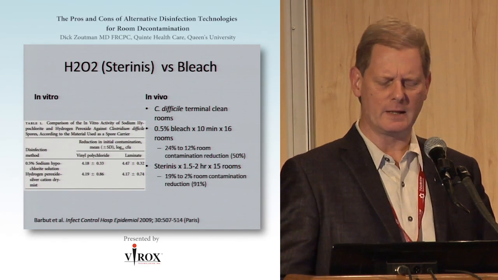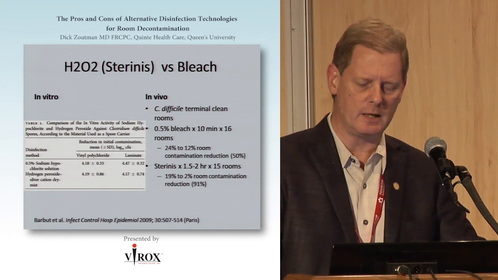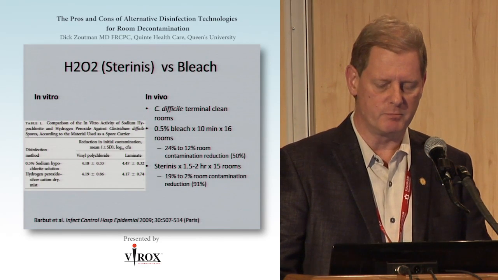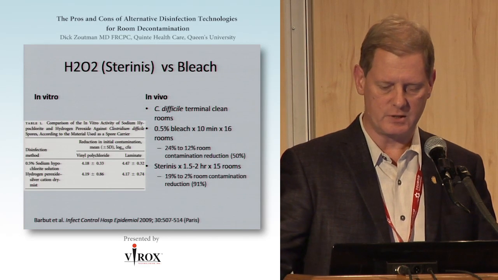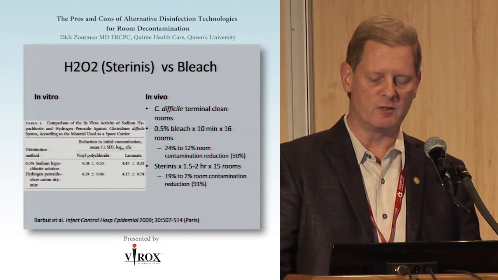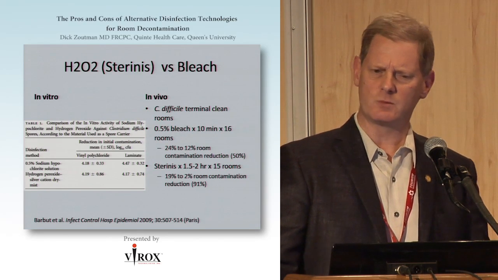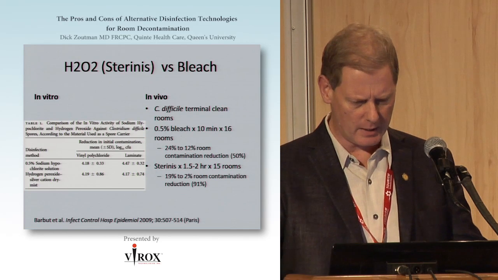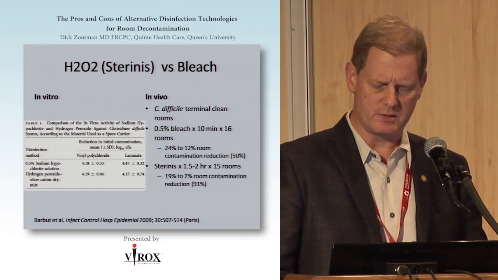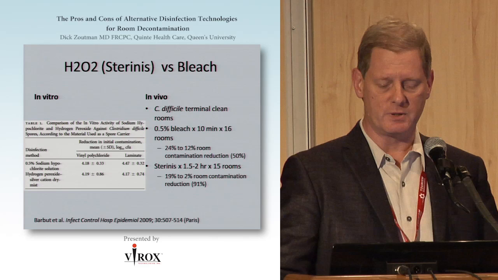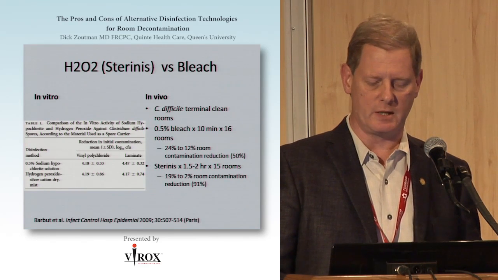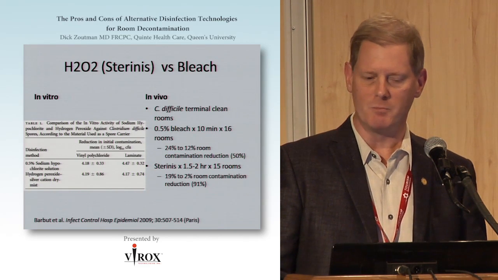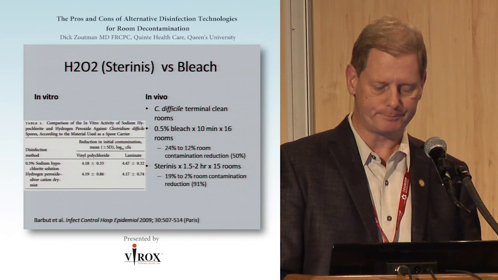Interestingly, though, and I don't know if I can explain this, when they put this into live application in patient rooms for C. difficile terminal cleaning, the 0.5% bleach at 10 minutes, over 16 rooms, went from 24% down to 12% contamination. So it performed less well. Now, what was the cleaning like? There are all those questions coming up in our minds. But the Sterinis system, presumably in the same rooms, had a 19% pre-contamination rate and went down to 2% after use of the Sterinis system, based on cultures. So it seemed to perform better in that setting, which is very interesting.